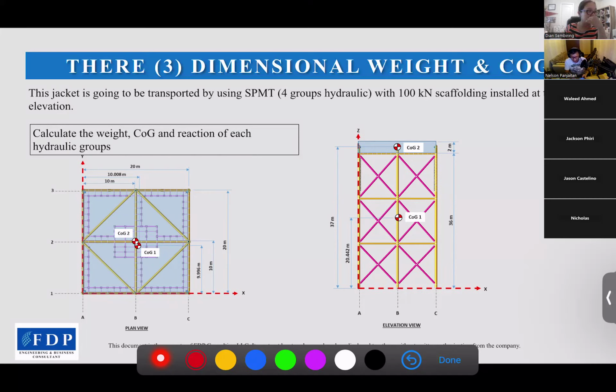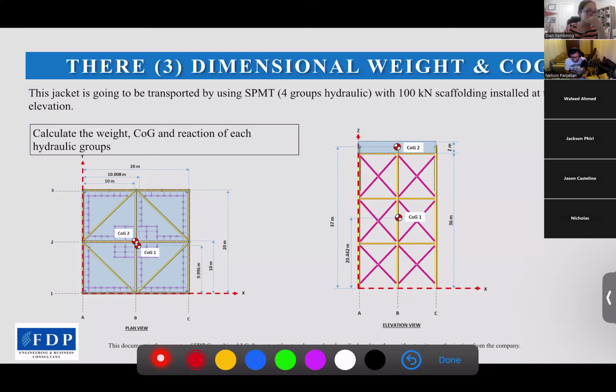The mass is 358.46 metric tons, times the gravity 9.81. Then we get the weight of the structure is 3,516.5 kilonewton here. And then the weight of the scaffolding is 100 kilonewton. Then the total weight is 3,616.51 kilonewton. And then the combined COG is the same process as previously.